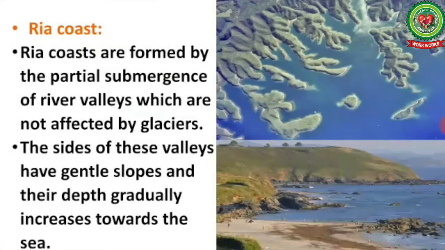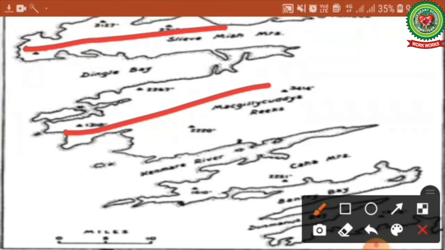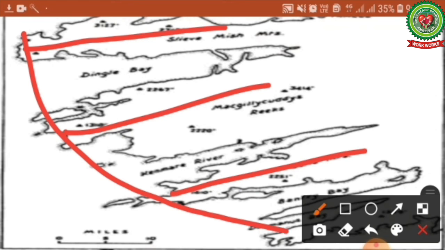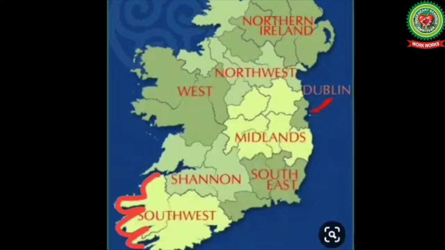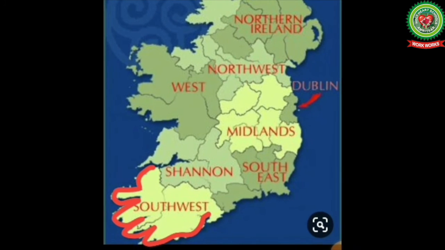Ria coast. Ria coasts are formed by the partial submergence of river valleys which are not affected by glaciers. The sides of these valleys have gentle slopes and their depth gradually increases towards the sea. The valleys and ridges are almost perpendicular to the coast. There are generally no islands along the mouths of the rias. The coast of southwest Ireland is a typical example of Ria coast.